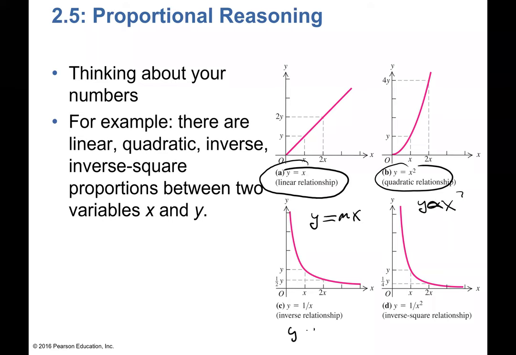This is when y is proportional to 1 over x. That means it's a decrease, right? When x is 1, it's 1 over 1. When x is 2, it's 1 over 2. When x is 3, it's 1 over 3. You can see that as x increases, y decreases. Or y can decrease even more if you have y proportional to 1 over x squared rather than 1 over x, because it's a much bigger decrease for y.